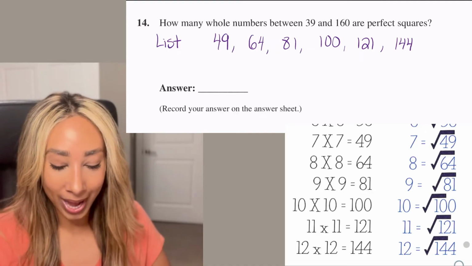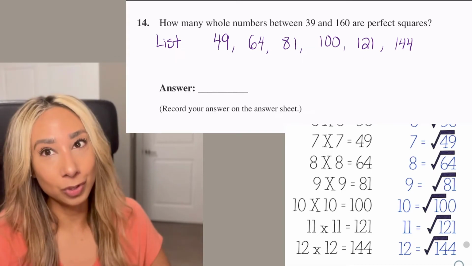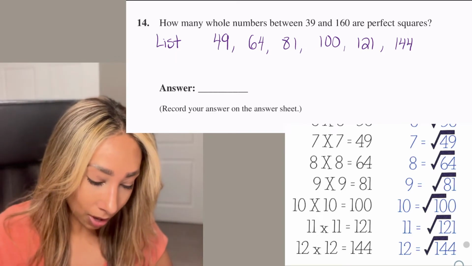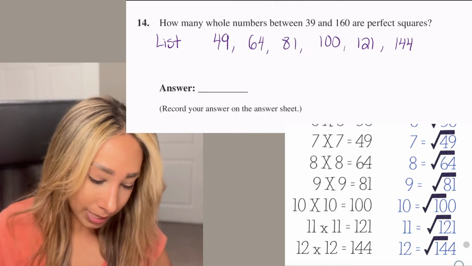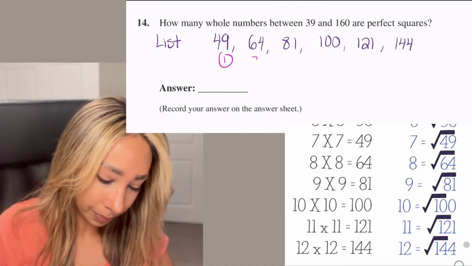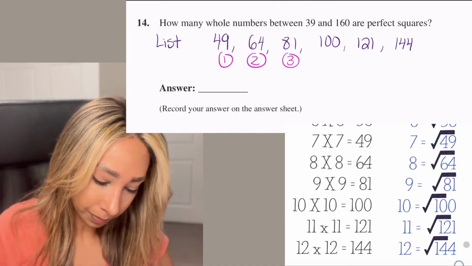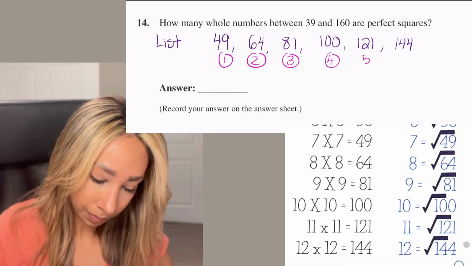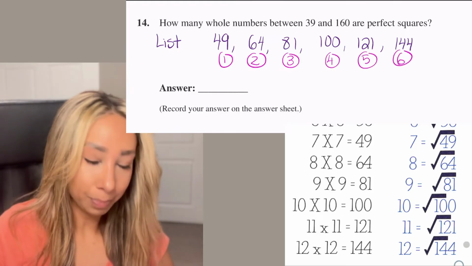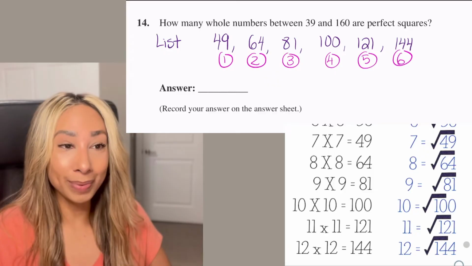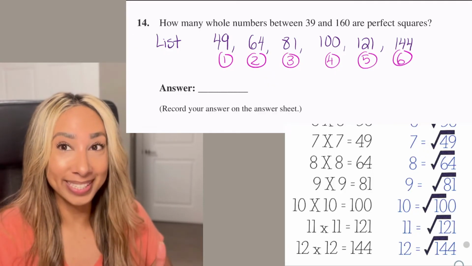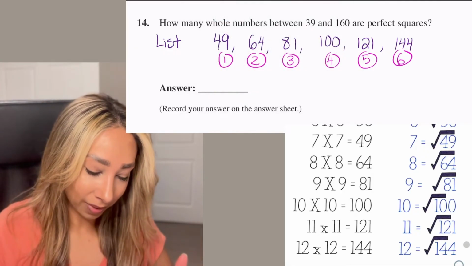And if you didn't know that, you can just multiply 13 times 13 and see what you get for that one. So that means altogether, let's count how many of these are going to be there. 1, 2, perfect. So we've got 6 whole numbers, our perfect squares between 39 and 160. So all we need to do is to write our answer of 6.